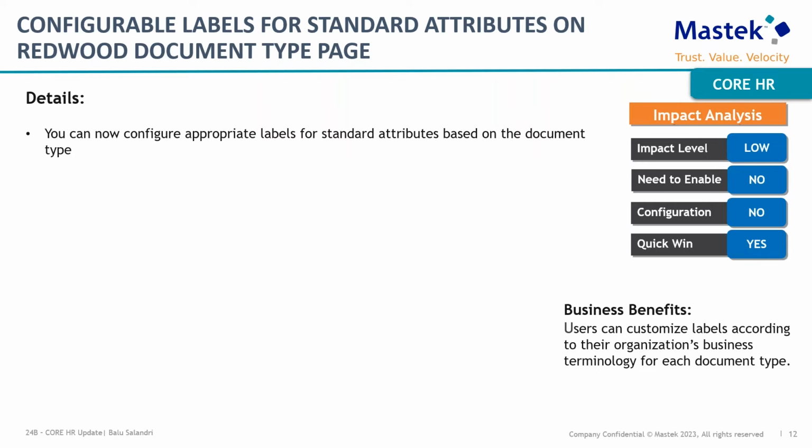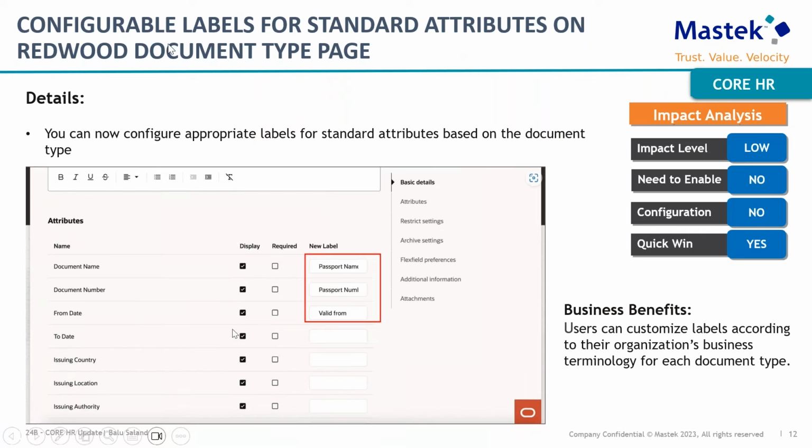Next feature is also in document type. Now we can configure appropriate labels for standard attributes. Here are the standard attributes, and we can create a new label for all the standard attributes based on our organization's requirement.